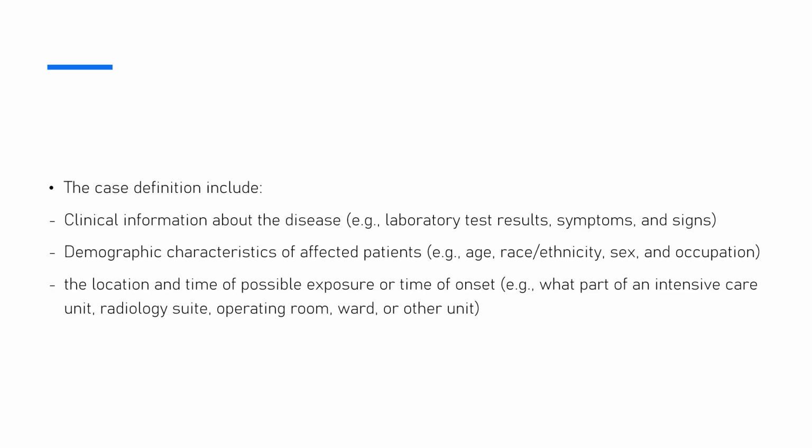The case definition should include clinical information about the disease, which is the laboratory test results, signs and symptoms. We need to know also the demographic characteristics of affected patients, for example the age, race, sex, and occupation. We also need to know the location and time of possible exposure, and time of onset. This can help us to know where the location is, and also helps us to know the nature of the outbreak.